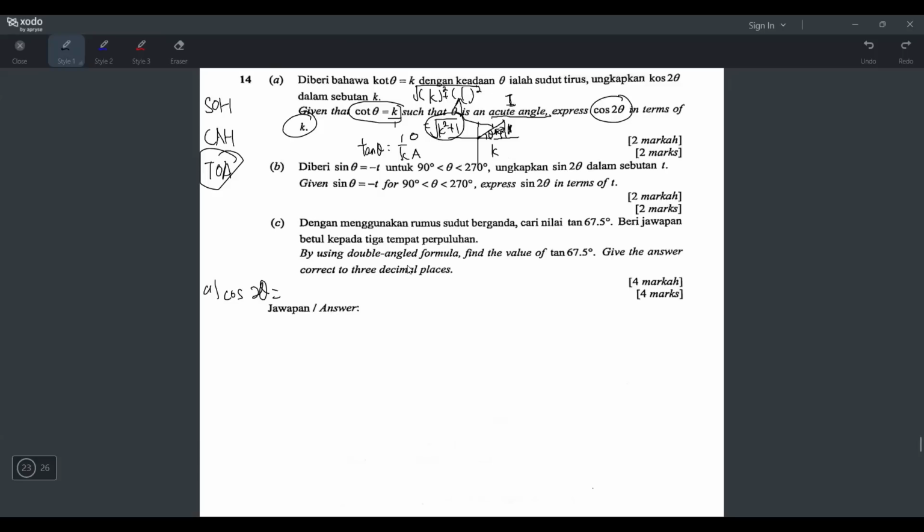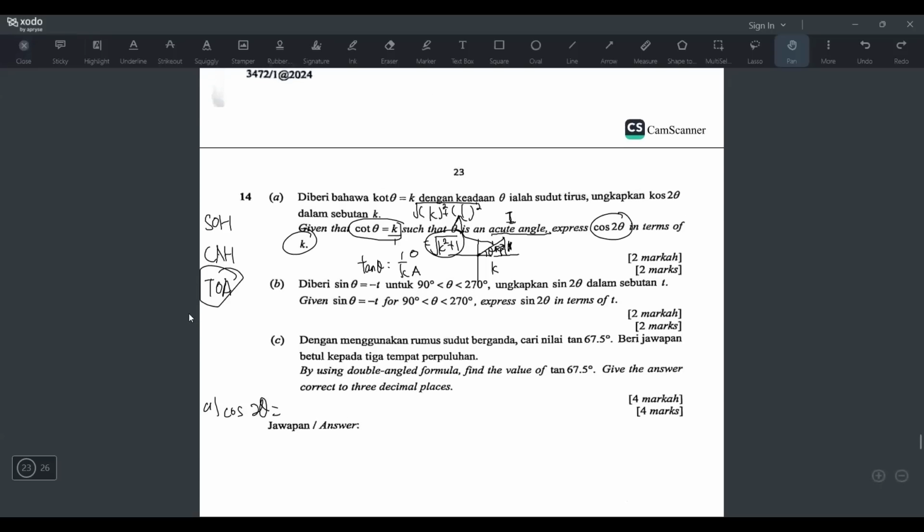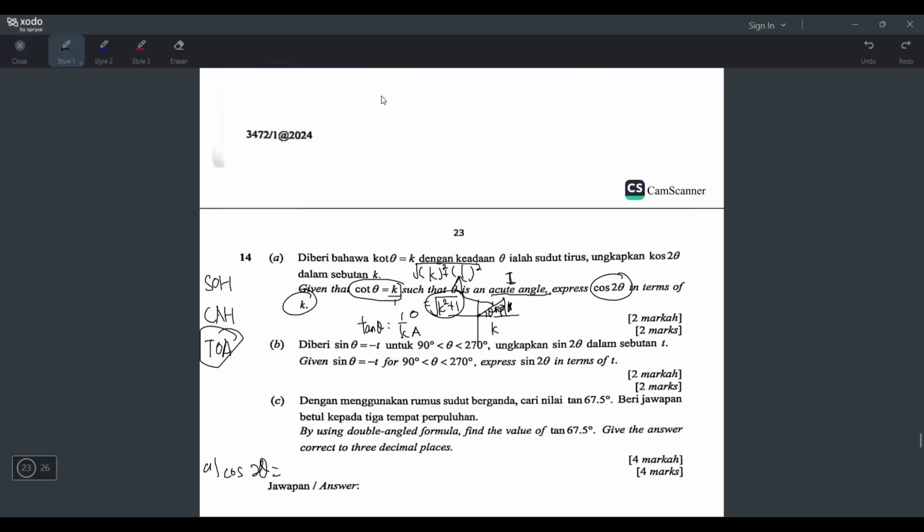So the method is we use the double angle formula. So we all know cos 2 theta can change to three things. I already memorized the double angle; I don't know if you have memorized it or not. But cos 2 theta can change to cos square minus sine square, and it can also change to 2 cos square minus 1, and it can also change to 1 minus 2 sine square. So cos 2 theta can change to these three, right?